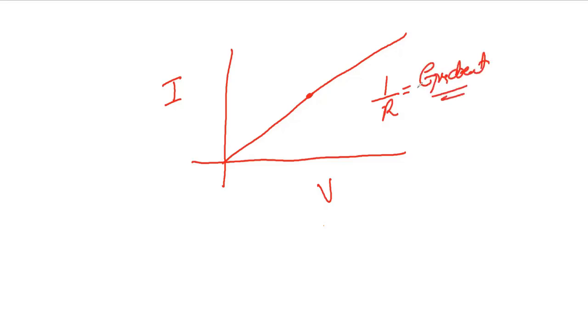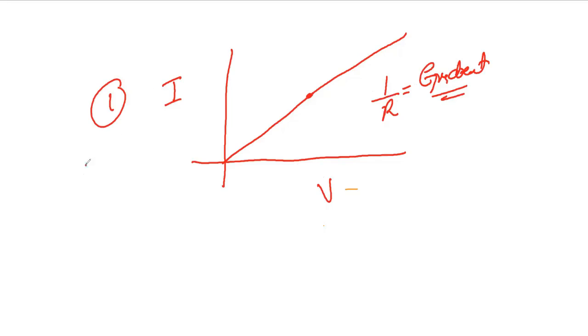V is independent. I told you last time. So this is the first part: if there is a graph between current and voltage, then the gradient will give you the 1 by R value, the inverse of resistance.